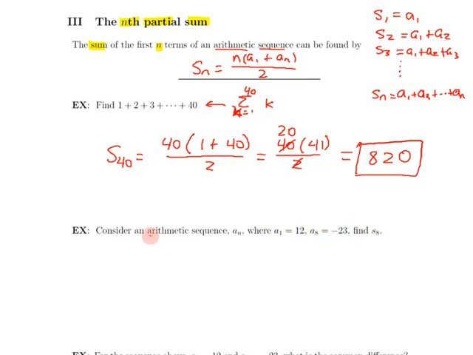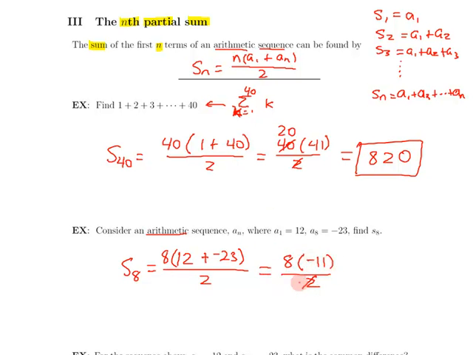Now, by being arithmetic, we know it has a common difference, but the formula doesn't even need the common difference, so we can actually just plug it in. S sub 8, the sum of the 8 terms of the sequence, would be... sorry, I should put 8 for the n, the number of terms. 12 plus negative 23, all divided by 2. That gives me 8 times negative 11 divided by 2. Divide the 2 out of top and bottom. 4 times negative 11, I get negative 44 as my answer.